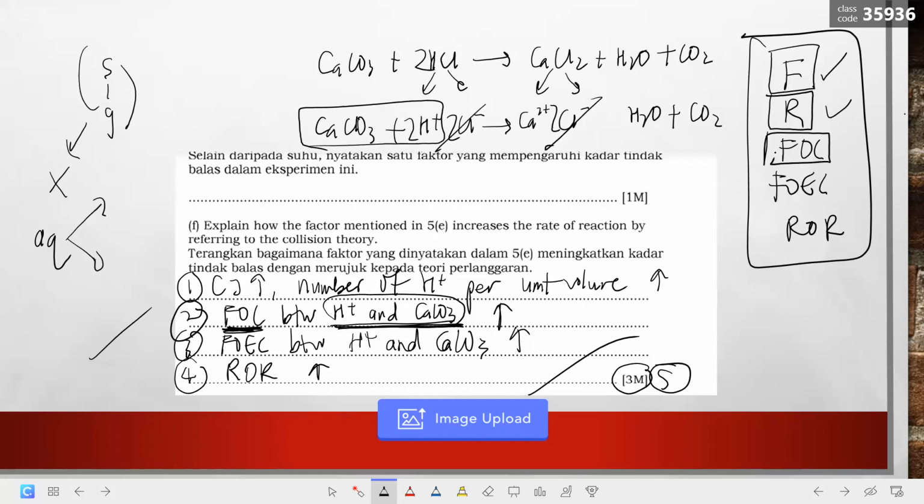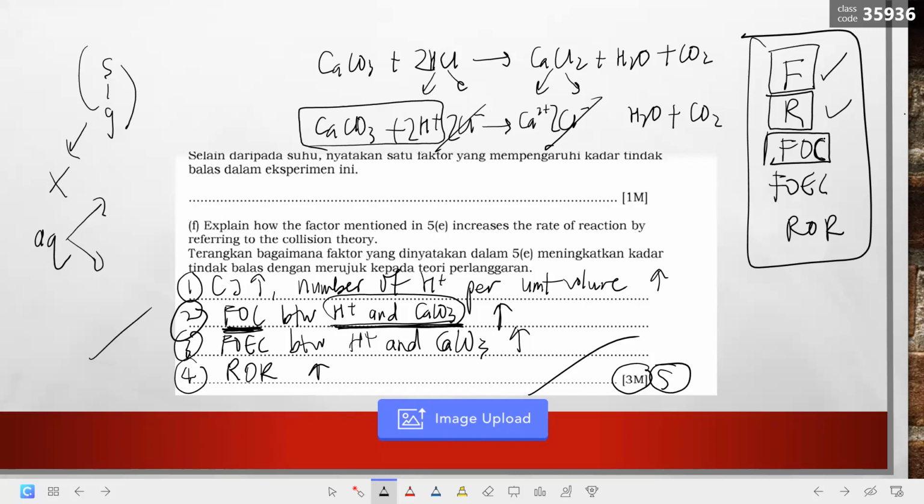The frequency of effective collision. No, no, no. What's that? FOC. Oh, frequency of collision between... Is it the same thing here? Same thing. Exact same thing. Between the calcium carbonate and hydrogen ion increases. Very good. Then copy paste. Yes, correct. But got with the FOC, effective. Okay, very good. And the last one?